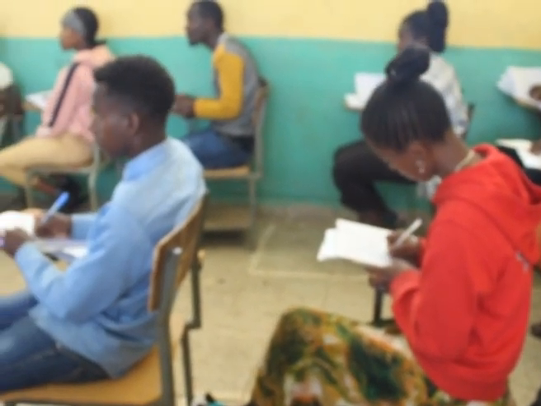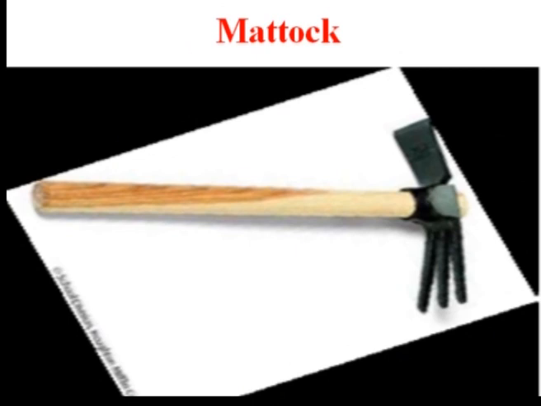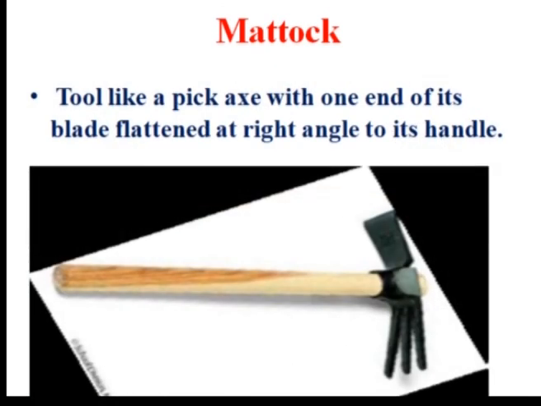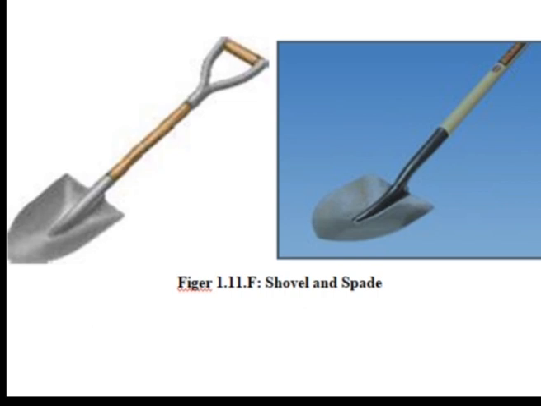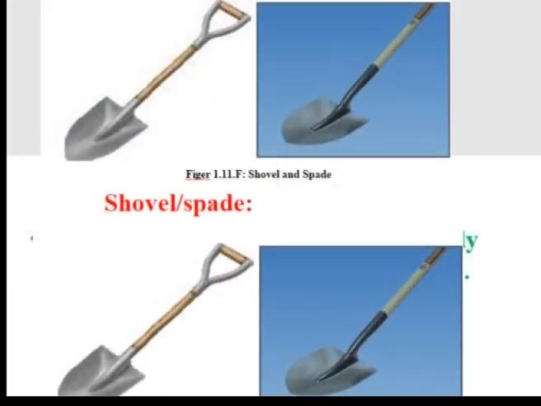Mattock is a tool like a pickaxe with one end of its blade flattened at right angle to its handle, used for loosening soil and cutting through roots. Shovel and spade. Most of the time they are similar, but they have some difference in shape. Shovels and spades are hand tools consisting of a broad, usually curved blade attached to a long handle, used for lifting and moving loosened material, like soil.